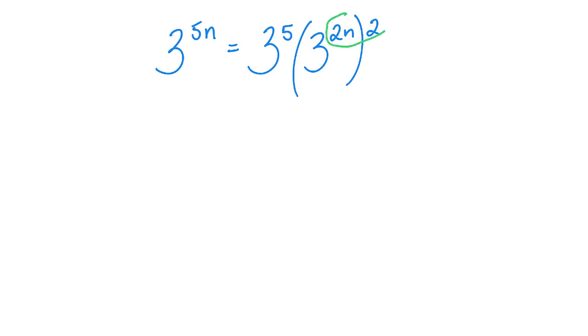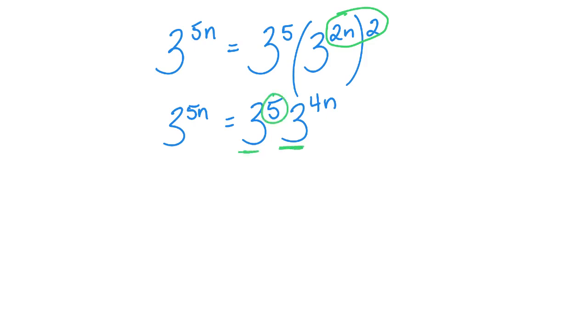First thing, we have a power to a power. So we're going to rewrite everything that we see, except we're going to solve that power to a power, which is 4n. When I multiply the bases, I add the exponents. So now I have 3 to the, well, I probably should write it as 5 plus 4n.